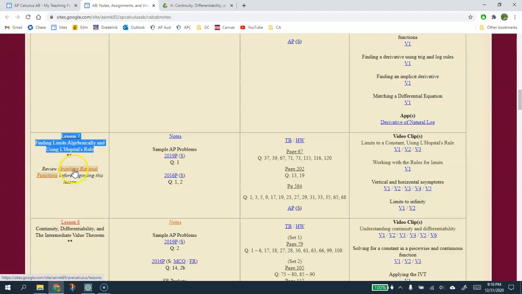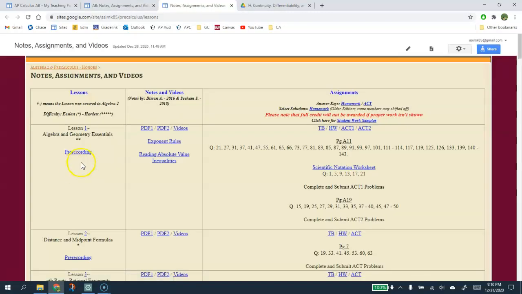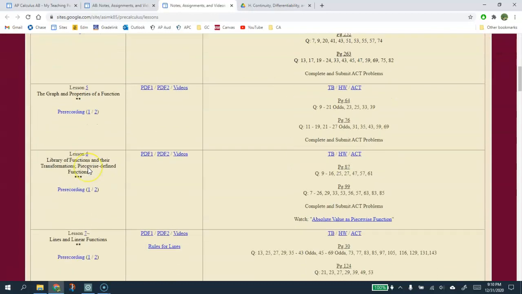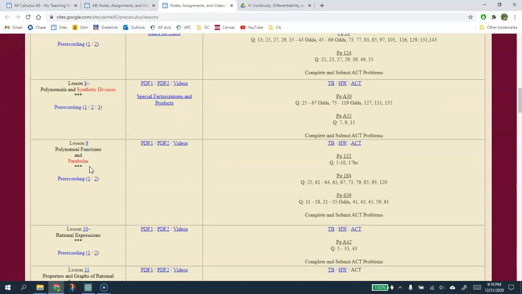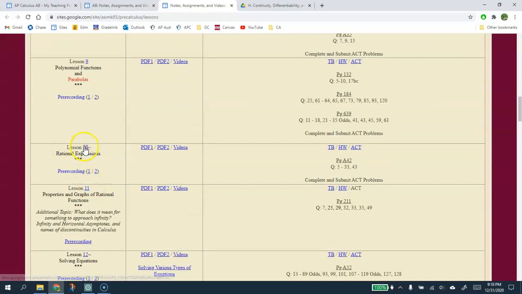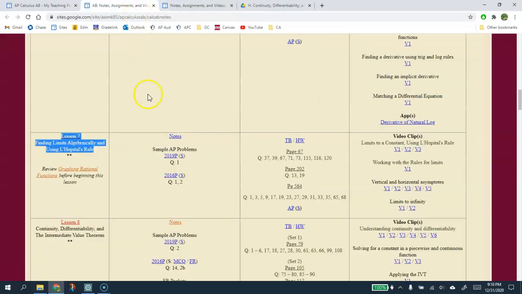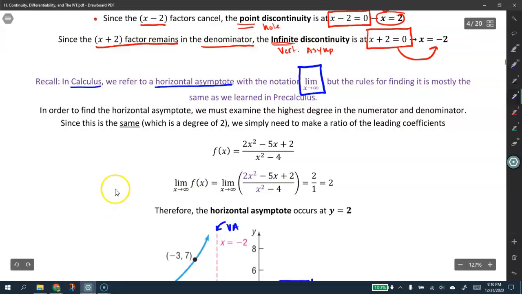So if you need to review your graphing rational functions, you're welcome to click on this link and go to the lesson about reviewing rational functions, which is lesson number 10. And it's even got pre-recordings and everything. And it's got the properties and graphs and stuff like that, just in case you have forgotten anything about it, right? So anyway, back to what we were talking about.